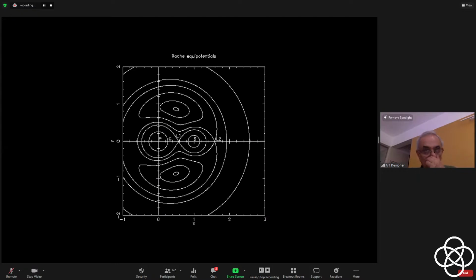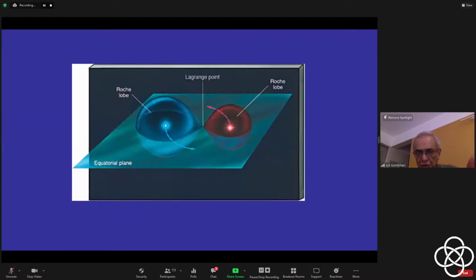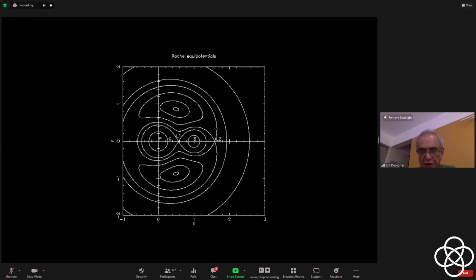Then you will get what are known as the Roche surfaces. So I have the Roche surfaces here. If I just take a cross section, the orbital or equatorial cross section, I will see something like this. When I go close to one star, the equipotential is nearly spherical. Here also nearly spherical. But at one point here, I get what is known as a Lagrangian point.